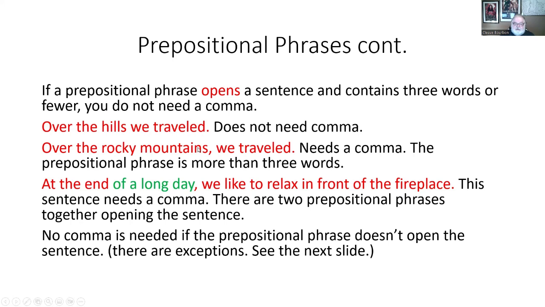Basically what this is doing is it's saying that if it gets too big and it starts getting confusing, you put a comma. Or if there's 2 prepositional phrases that open the sentence together, like at the end of a long day, you're going to put a comma after the second prepositional phrase. So to recap that, 3 words or fewer, no comma, in the prepositional phrase if it opens the sentence, the introductory phrase. If it has 4 words or more, you do put a comma, and if it has 2 or more prepositional phrases together, you put a comma after the second phrase.